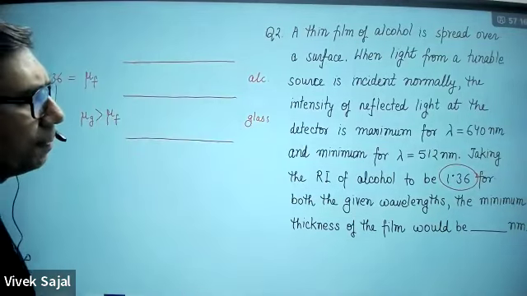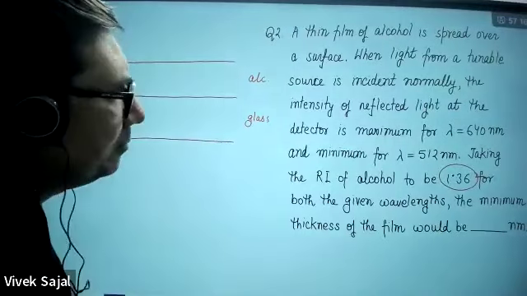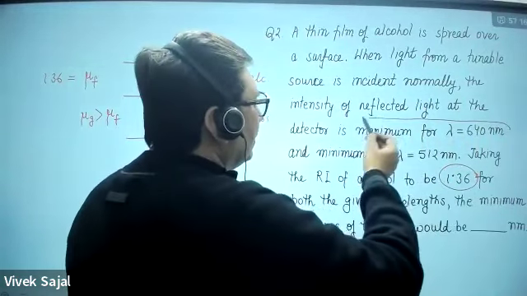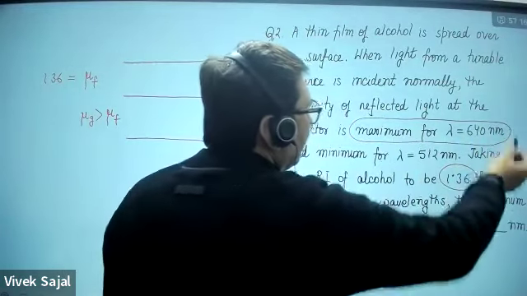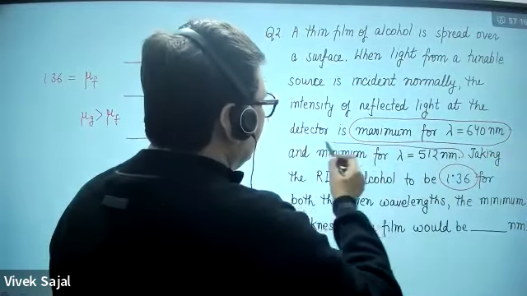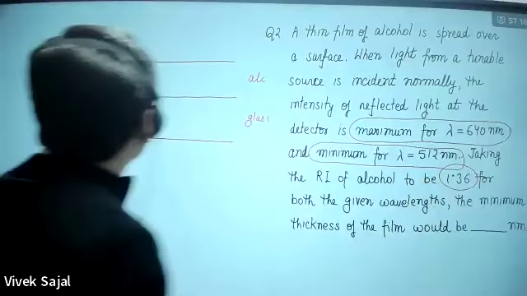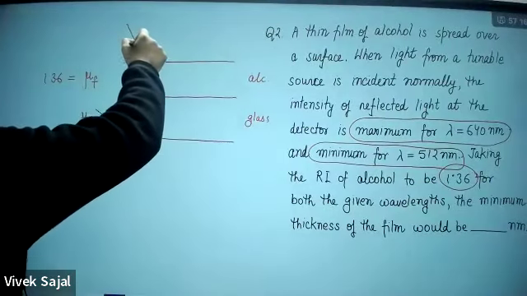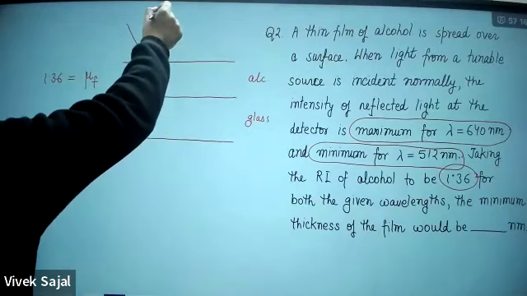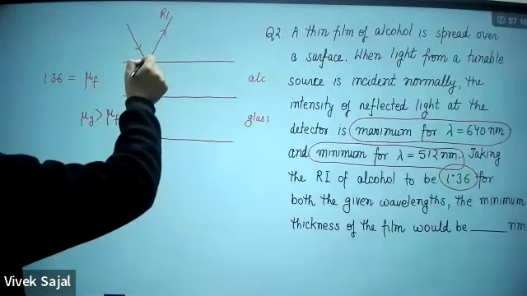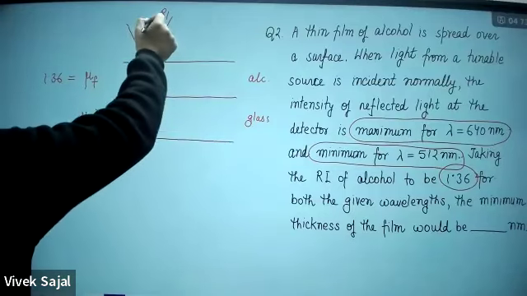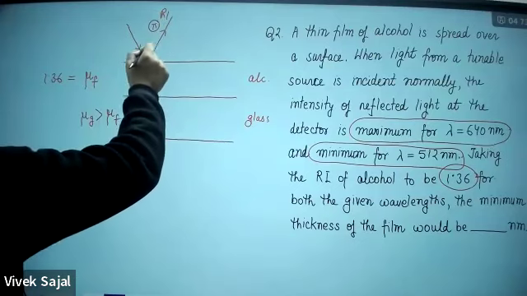Now you have to find out the minimum thickness such that for 640 nanometer you are getting maxima in the reflected light, and for 512 nanometer you are getting minima. So light will be incident like this. A part of it will be reflected back. This is R1. First reflection. Try to understand that the first reflection is taking place at the denser medium, so an extra phase of pi will be there.